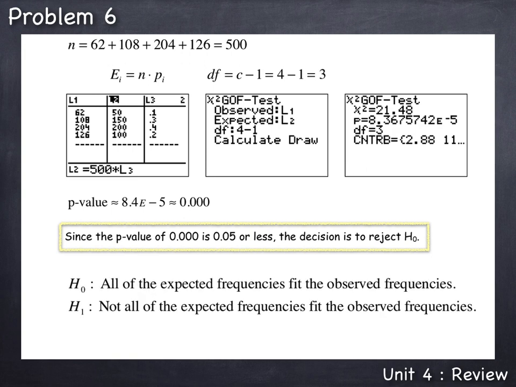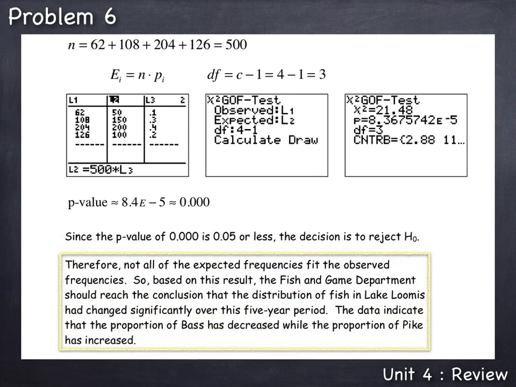Now, H0 in the chi-squared goodness of fit test is always that all of the expected frequencies fit the observed frequencies. And since we decided to reject H0, the conclusion is the idea in H0 is not valid. So therefore, we should not conclude that all of the expected frequencies fit the observed frequencies. Instead, with H0 rejected, we turn to H1 as the valid result. So here the conclusion should be that not all of the expected frequencies fit the observed frequencies. And when not all of them fit, they're basically saying not all of them are equal.